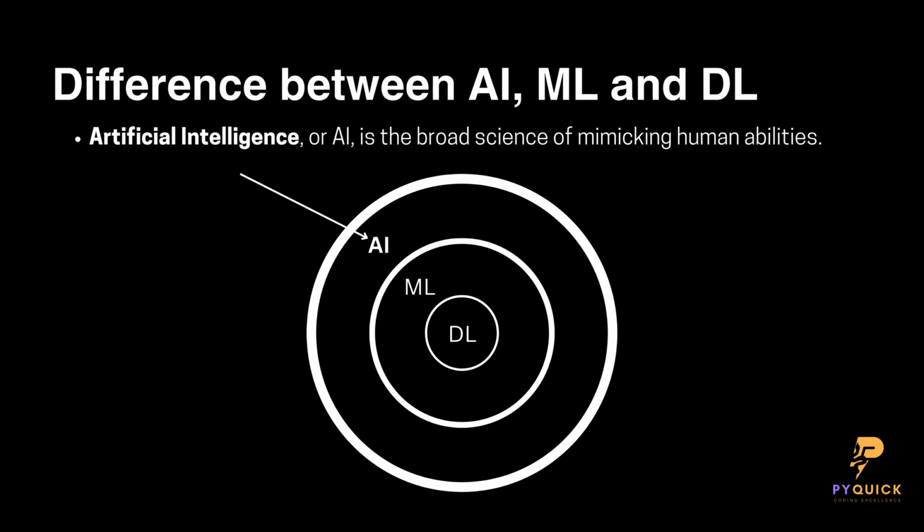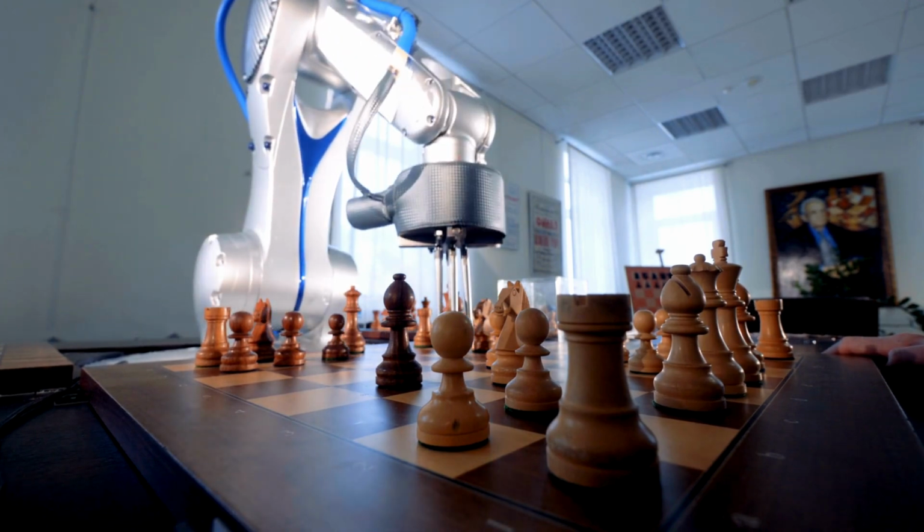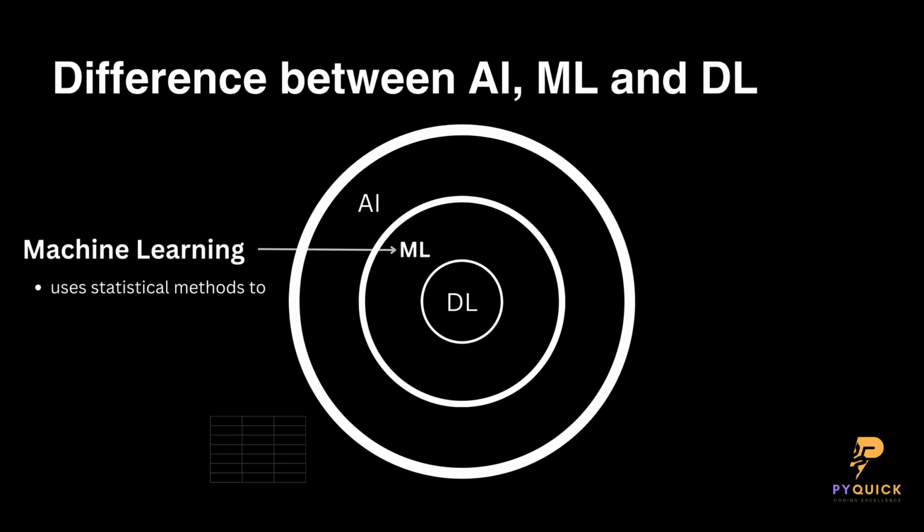Artificial intelligence, or AI, is the broad science of mimicking human abilities. It encompasses everything from chatbots to robots that can play chess. Think of AI as the big circle in our diagram.